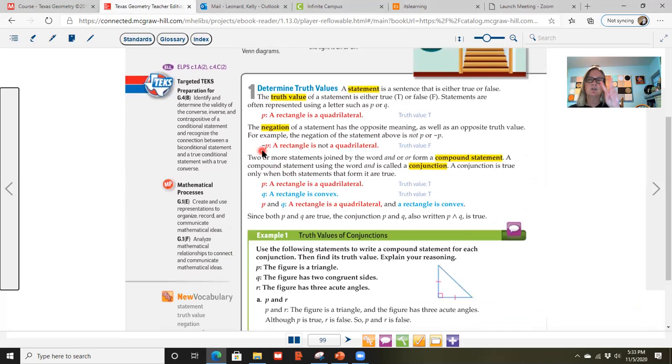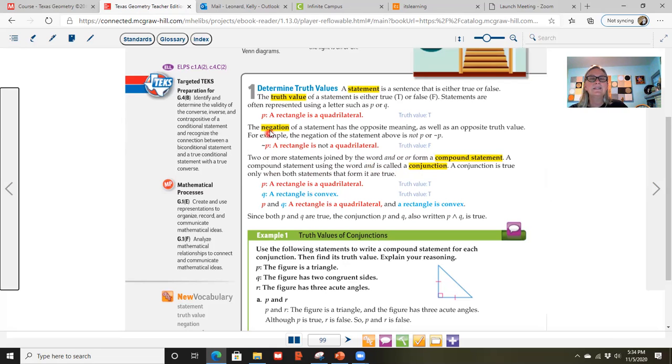So there's two words. Oh, well, one more thing. If you put two or more statements together, it's called a compound statement. And there's two types that we're going to talk about in this section. There's going to be a conjunction or a disjunction. So first here they talk about a conjunction. Using the word and is called a conjunction. If you put two statements together with the word and between them, it's called a conjunction.